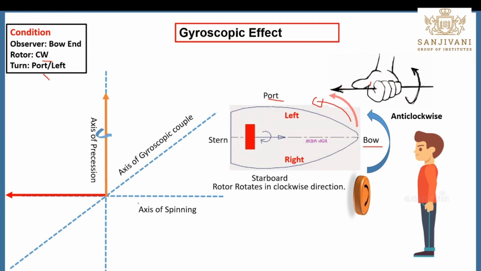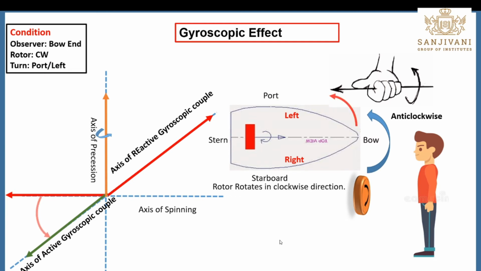Now what we need to do, you have to rotate the axis of spinning up to the third axis in the anti-clockwise direction. Now we'll draw this in the anti-clockwise direction. We have to rotate until it approaches the third axis. Now, as it approaches this axis, we get the axis of active gyroscopic couple.